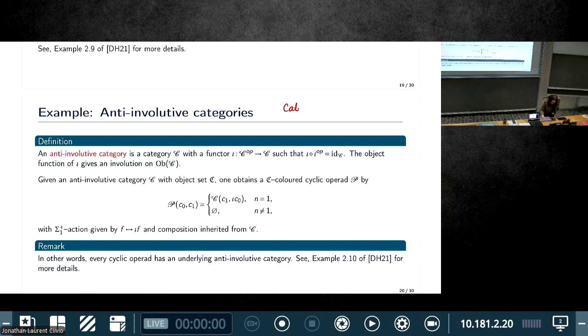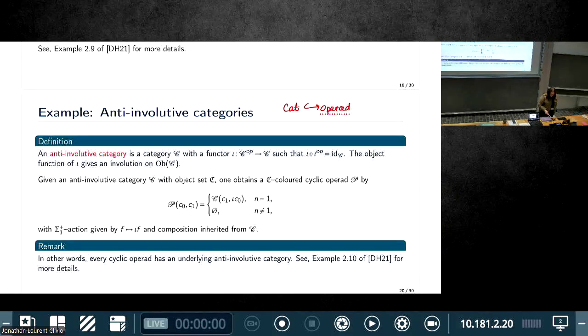Analogous to the idea that Cat sits inside Operad, the objects that are sitting inside cyclic operads in this definition are called anti-involutive categories. I also don't know who came up with that. Star-autonomous is probably Barr, but I don't know where anti-involutive arose. But what is an anti-involutive category? This is a category C, together with a functor from C op to C, such that if I do it twice, I get back the identity. This is giving me basically an involution on objects and morphisms.